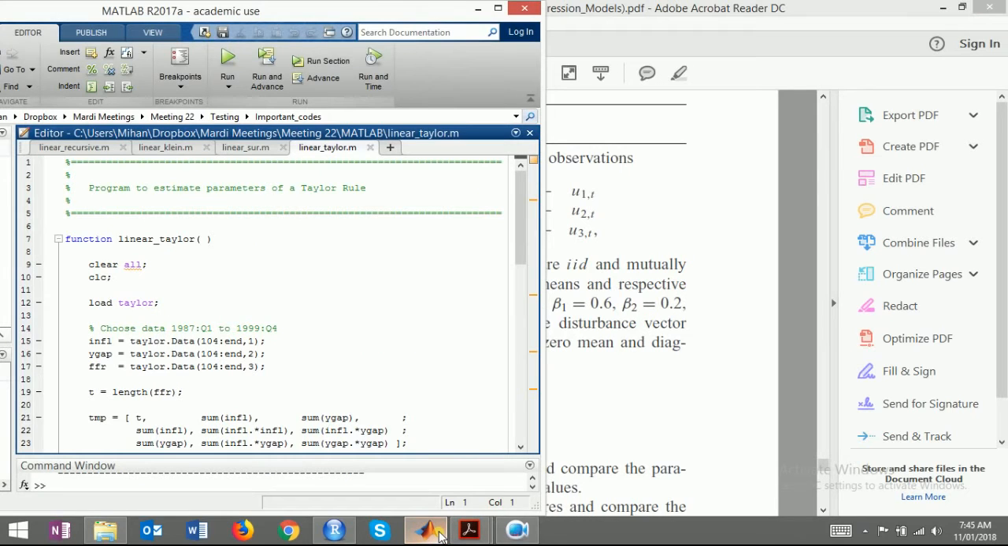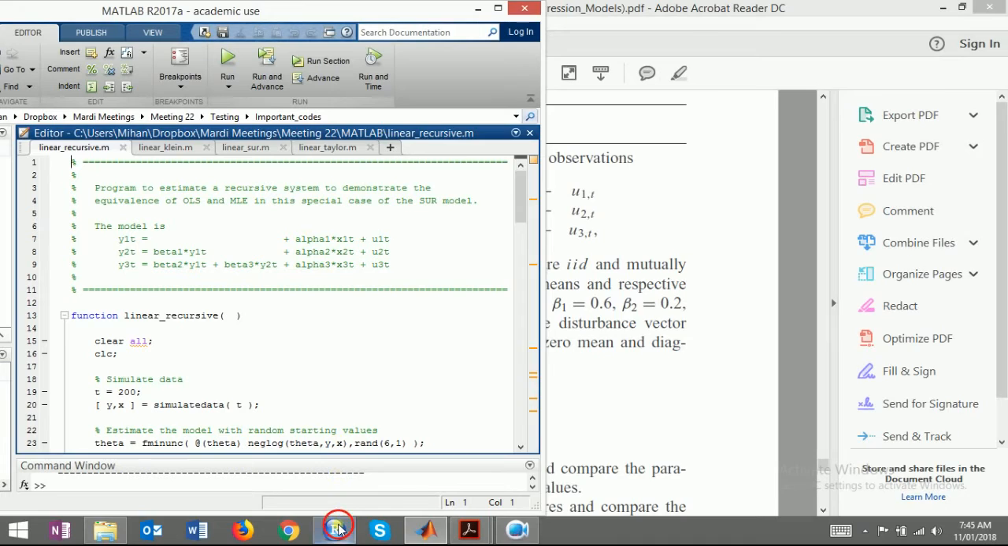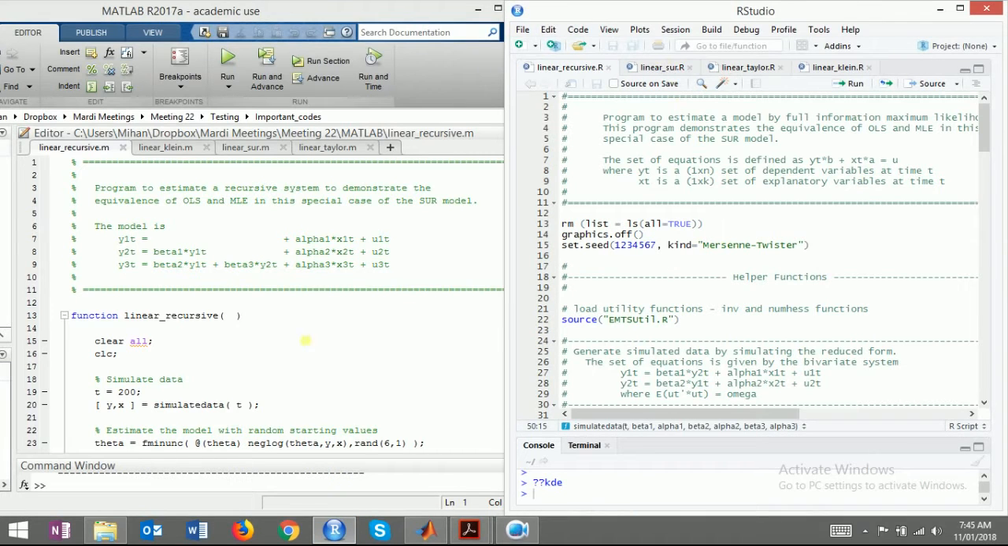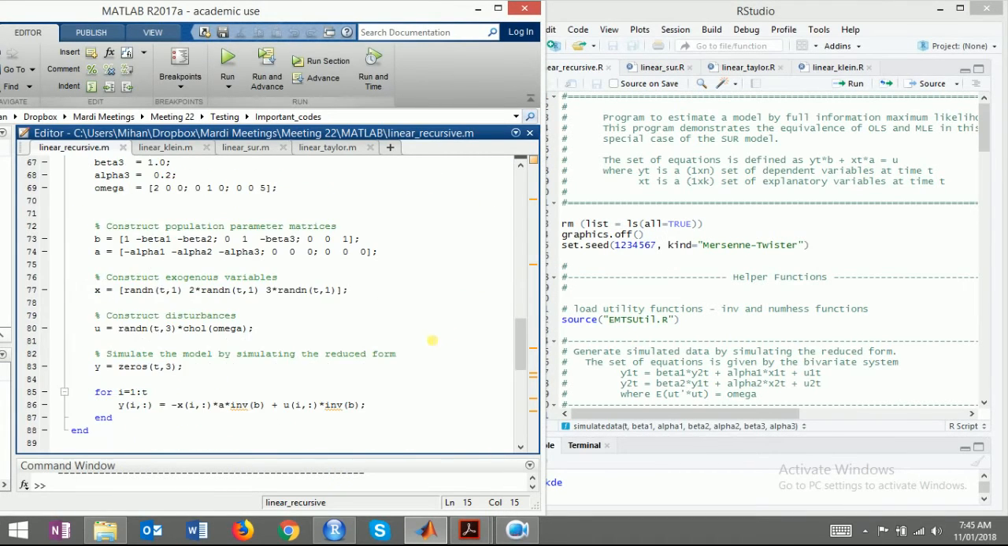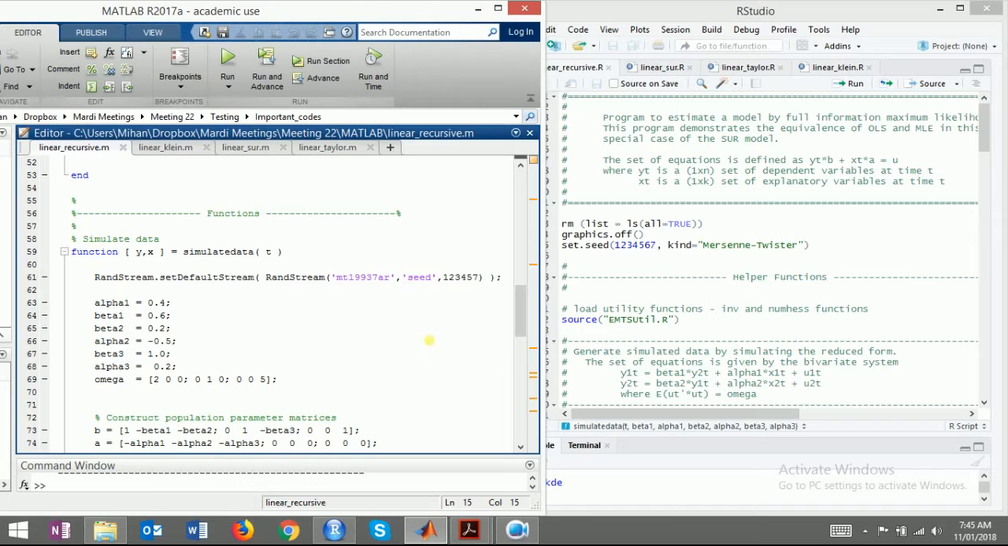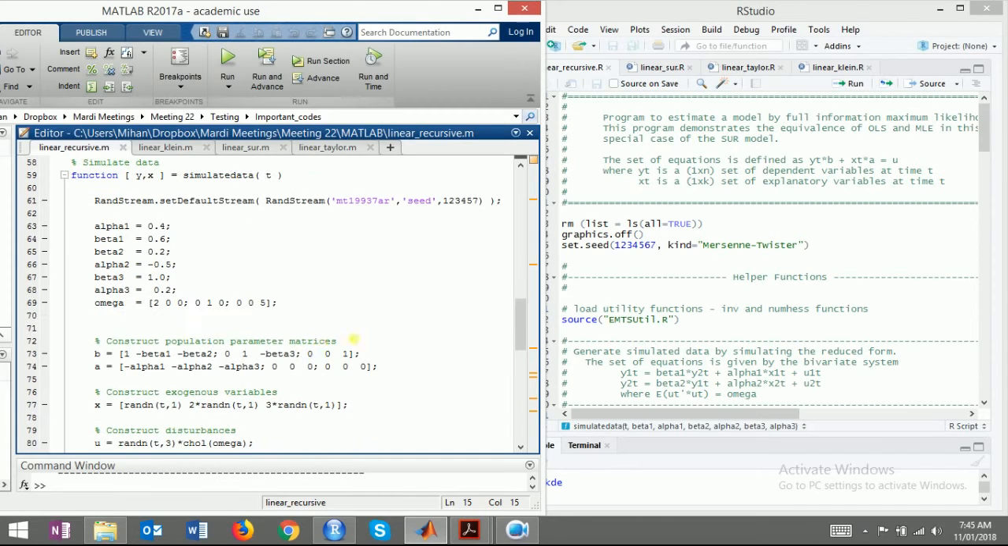Is there any local function? Yes. First, simulate data. Given the information, construct. First, we need to construct beta and alpha, B and A: beta 2, beta 1, beta 2. So, fine. 0 1 minus beta 3 0 0 1. Beautiful.